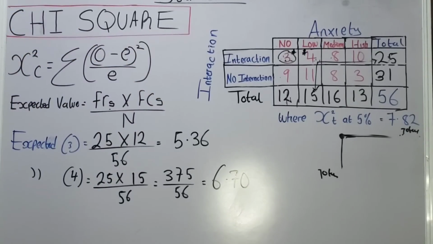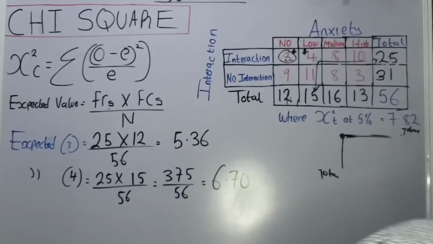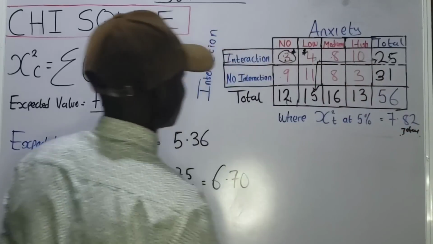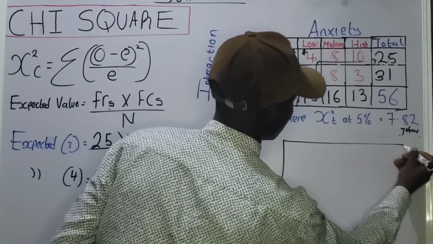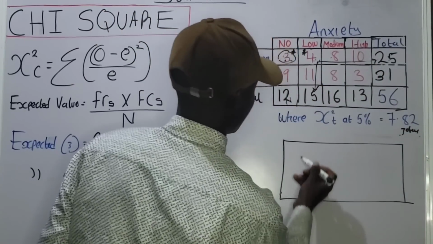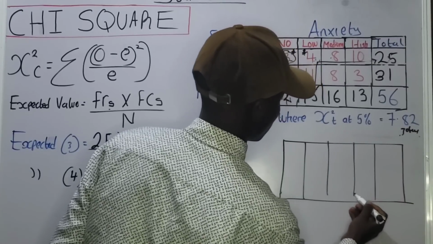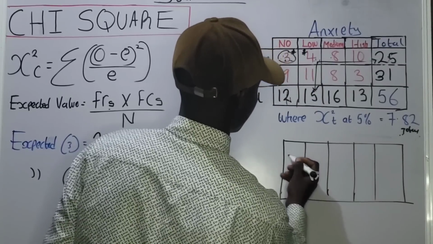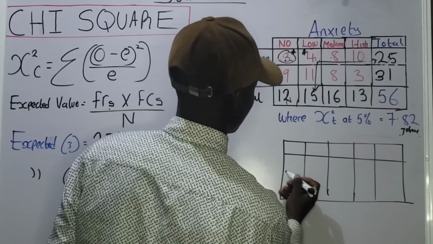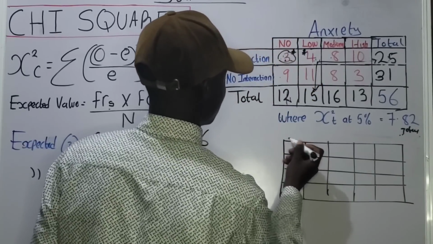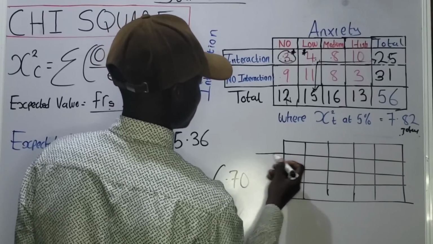Now let me quickly prepare another table. That will be for the expected value. For the expected value, now I'm going to have this. One, two, three, four, five. Okay. This is the expected.